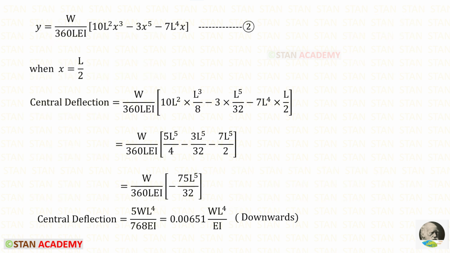To find the deflection at the center, in this, instead of x, we have to apply L/2. After simplifying, we will get this. We will get a negative expression. That means the deflection occurs downwards. We can keep the expression in decimal also.